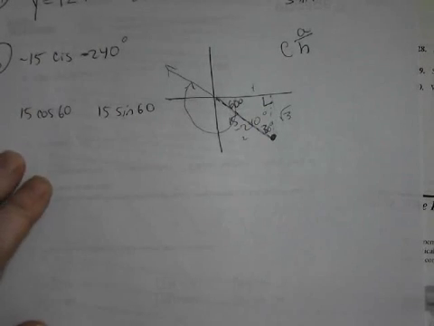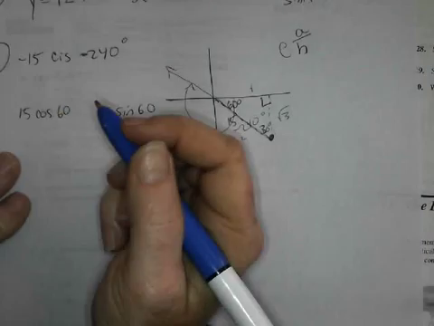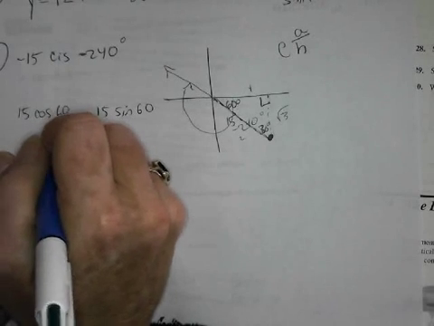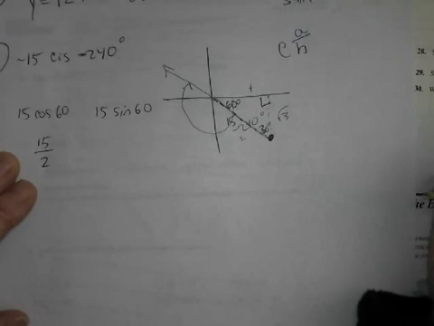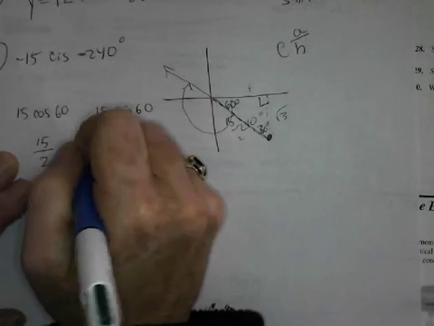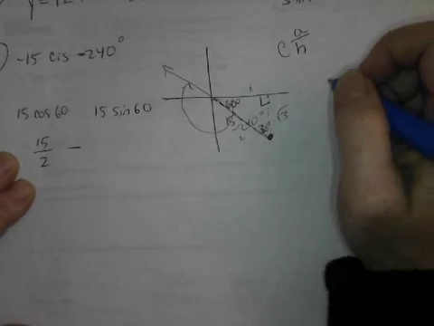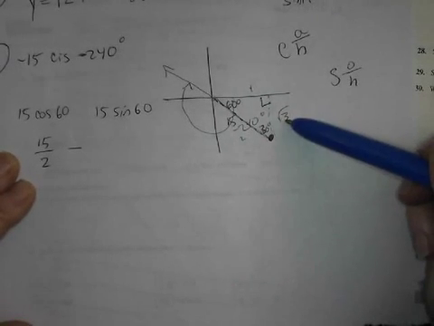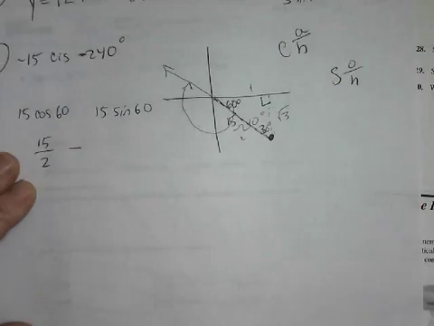So what's half of 15? 7.5. Or 15 over 2. They actually wrote it as 15 over 2. We can write it as 15 over 2. Is it positive? Yeah. And then this other one's going to be minus. And sine of 60 is, sine is the opposite over hypotenuse. So that's root 3 over 2 times 15.